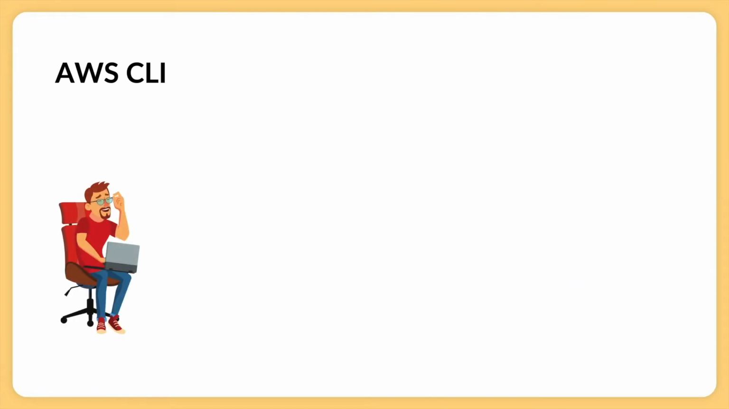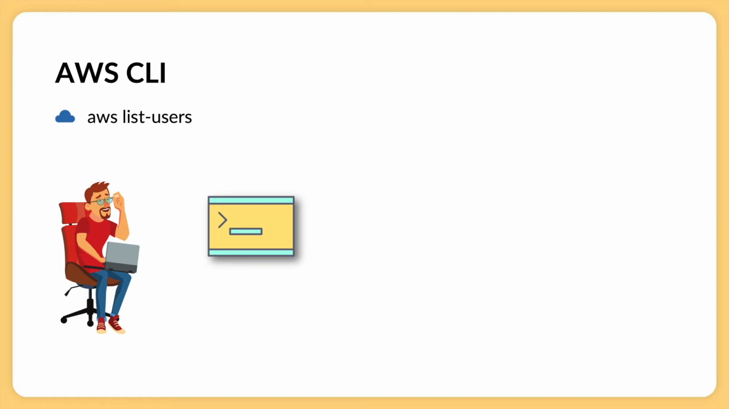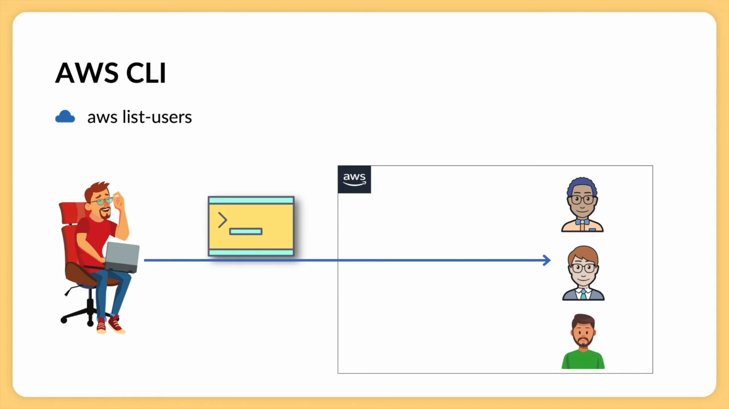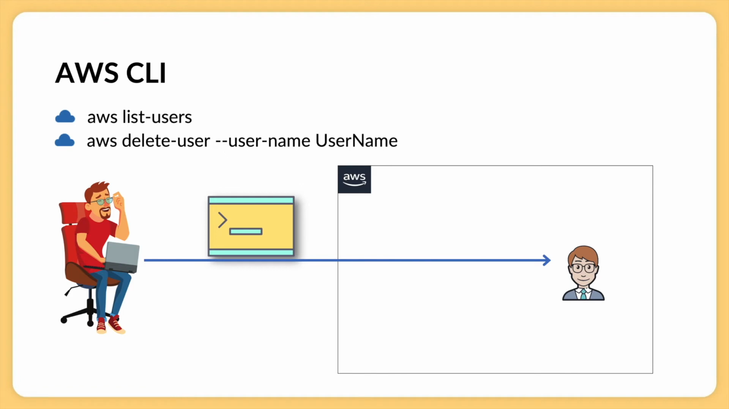Example, if you want to list all users in your account, then you will open a terminal in your computer and type AWS list users. It will get you a list of all available users in your account. And if you want to delete a user, you could use the command AWS delete user username, and it will delete that user from your account. You can also combine these two commands to execute both tasks in one step. That's a significant advantage of using AWS CLI over the management console.